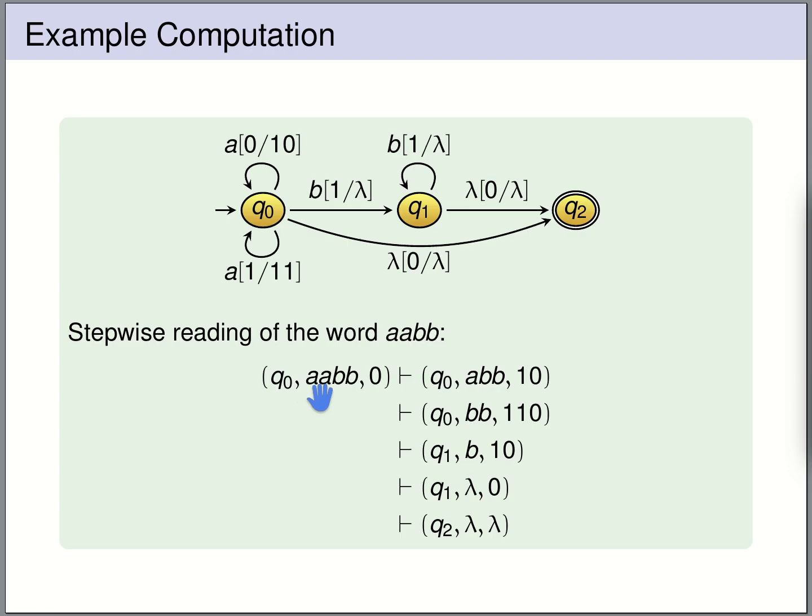So the word AABB is in the language accepted by this automaton because we've started in the starting state with the input word, with the stack just containing the stack start symbol, and we have a computation that has brought us to a final state while having consumed all the input. And again, it's not so important that the stack is empty here. The only important thing is that we are in a final state while having consumed all the input.